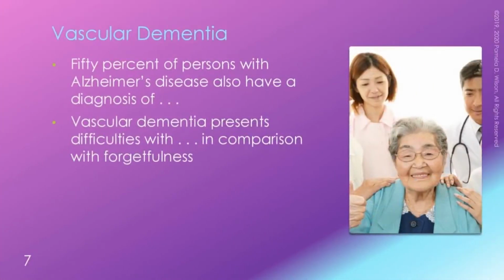Let's talk about vascular dementia. We talked earlier in this program about how vascular dementia arises from cardiovascular issues. So if you remember, high blood pressure, high cholesterol, clogs in the arteries result in vascular dementia. According to the Alzheimer's Association, 50% of individuals with Alzheimer's disease also have a diagnosis of vascular dementia. So it's a high percentage that have both.